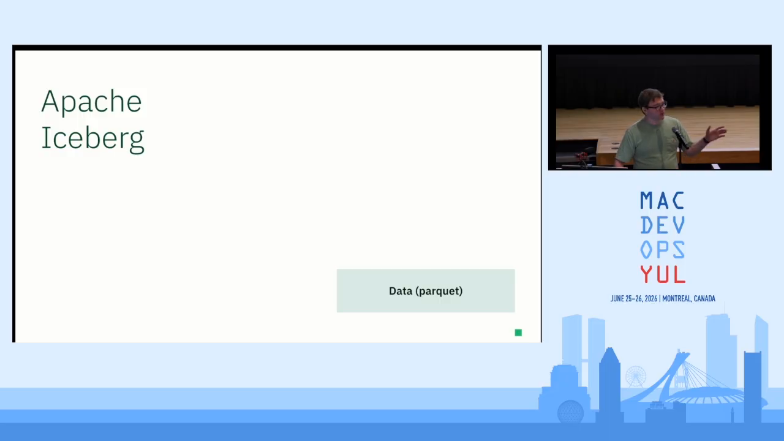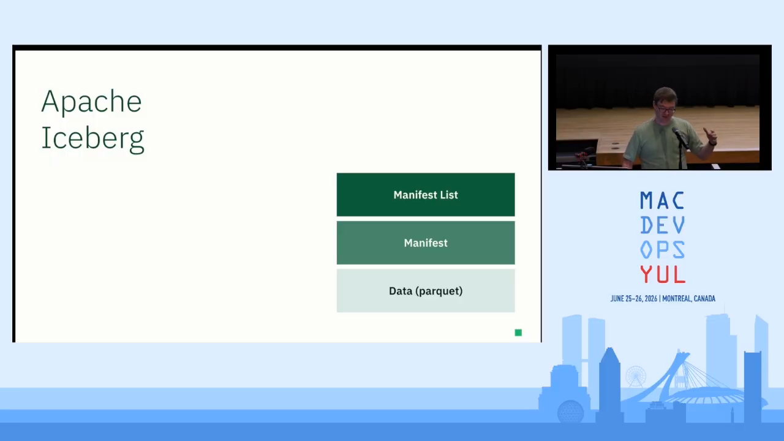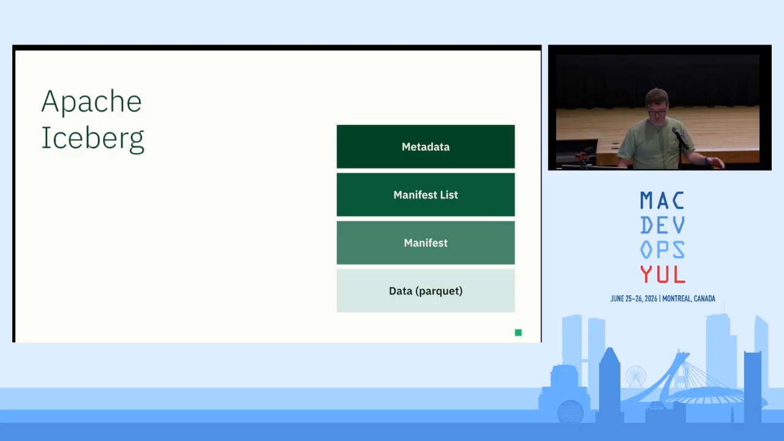At the very bottom, there's the data format, which is Parquet. Think of it like a CSV, but instead of being row-oriented, it's column-oriented because that makes it much more efficient to query. Above that, you have manifest files, which is like a subset of table data. On top of that, you have a manifest list, which is, think of it as a snapshot of this subset of data. And at the very top, you've got the metadata file, which you can think of as like a snapshot of the entire table at any point in time.